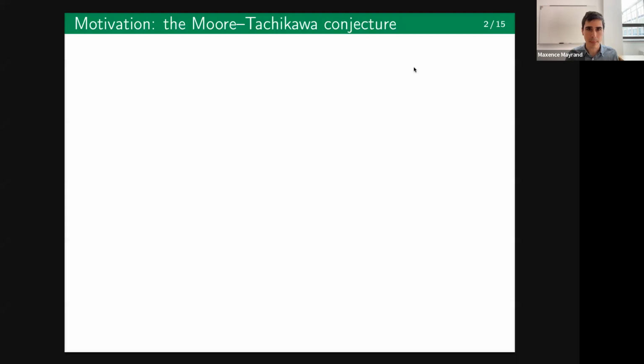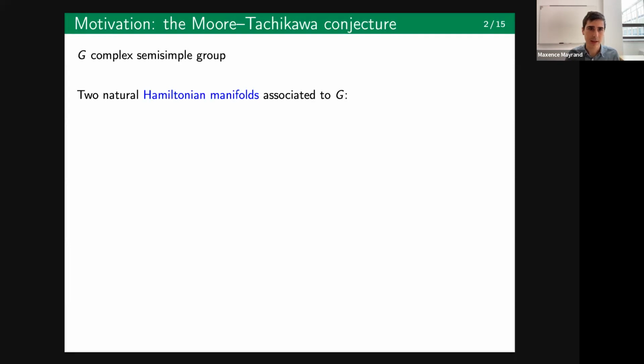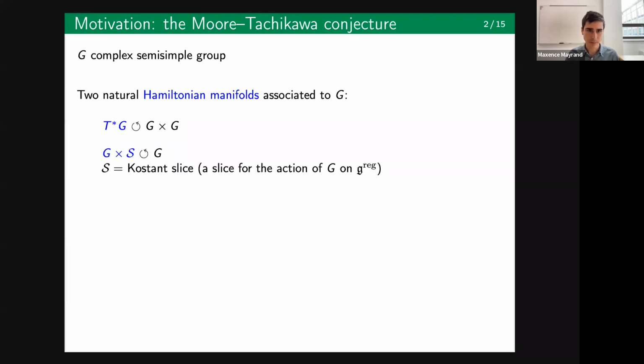Okay, so the idea is that we have a complex semi-simple group G fixed throughout, and then we have two natural Hamiltonian manifolds associated to that group. First, the cotangent bundle of the group itself has Hamiltonian actions of G cross G by left and right translation. Left and right multiplications on G lift to a Hamiltonian action on this cotangent manifold, which has the canonical symplectic form of a cotangent bundle.